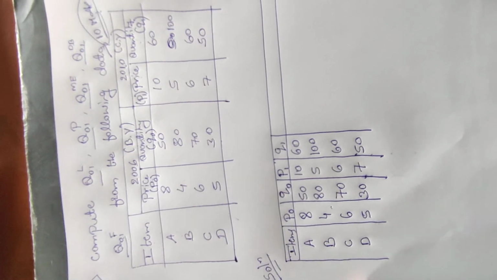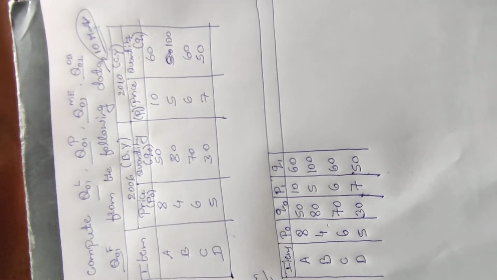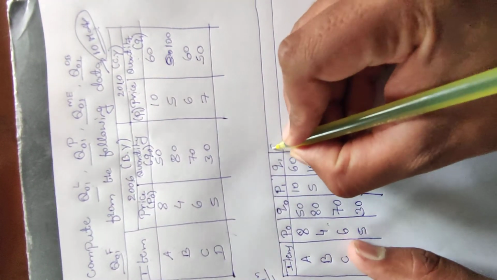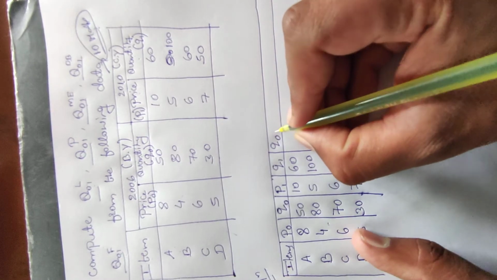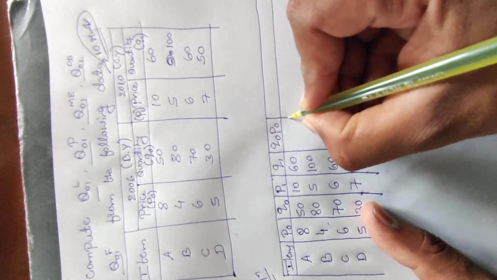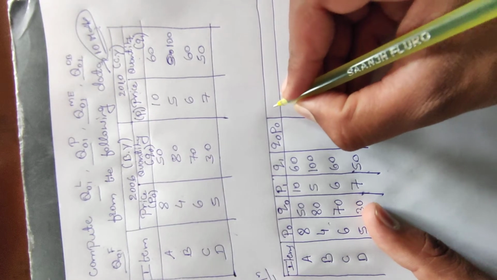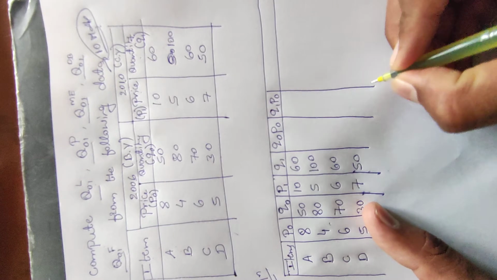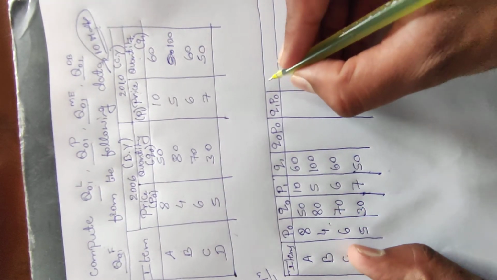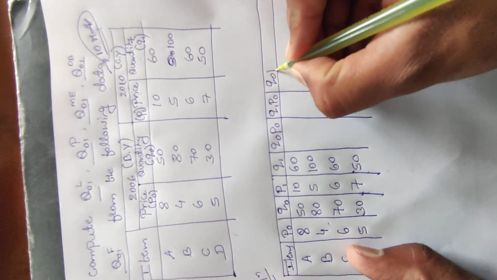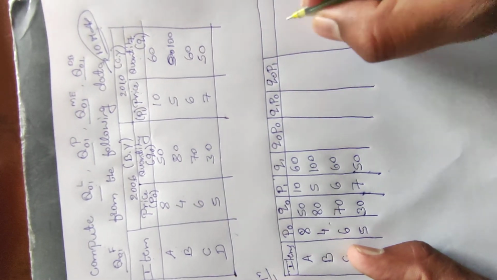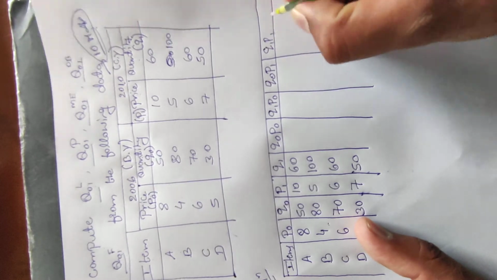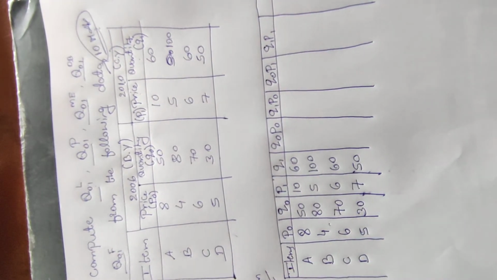Next, we should find some of the required information to solve the formulas. What information do we need? We require Q0 P0. Next, Q1 P0. Next, Q0 P1. Next, Q1 P1. These are the required information.